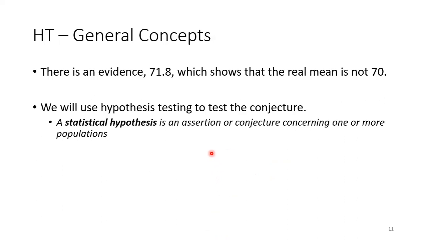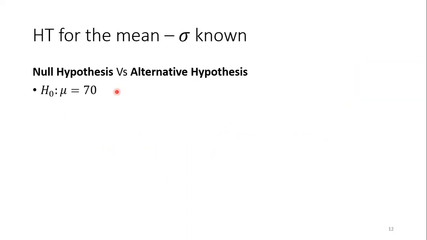So we will use the hypothesis testing procedure to test this conjecture, this assertion. A statistical hypothesis is an assertion or a conjecture concerning one or more populations. So how to do this? We have what we call a null hypothesis and an alternative hypothesis. The null hypothesis says that the population's mu is equal to 70. The alternative hypothesis is the counterpart of the null hypothesis: it says that mu is not equal to 70.